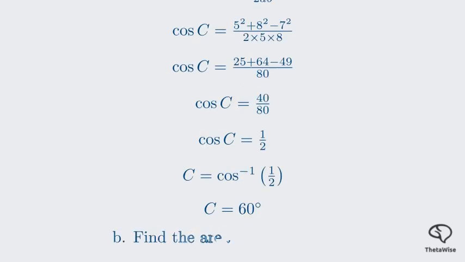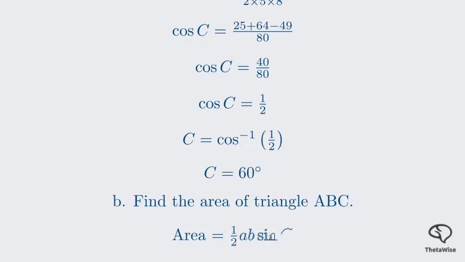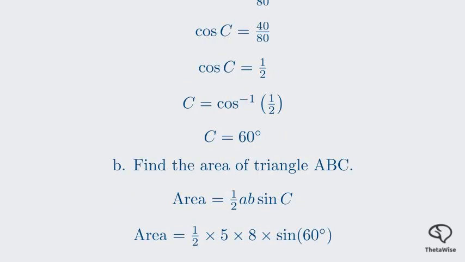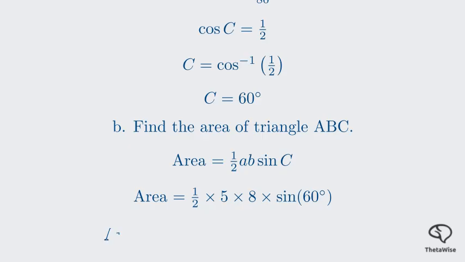The problem also asks us to find the area of the triangle. Now that we know two sides and their included angle, we can use our area formula from the first section. We'll use sides a and b, and the angle C we just found. Area equals 1/2 ab sin C. Plugging in the values, area equals 1/2 times 5 times 8 times the sine of 60 degrees. 5 times 8 is 40, and half of that is 20. The exact value of sin 60 degrees is the square root of 3 over 2. So the exact area is 10 times the square root of 3 square centimeters, which is approximately 17.3 square centimeters.